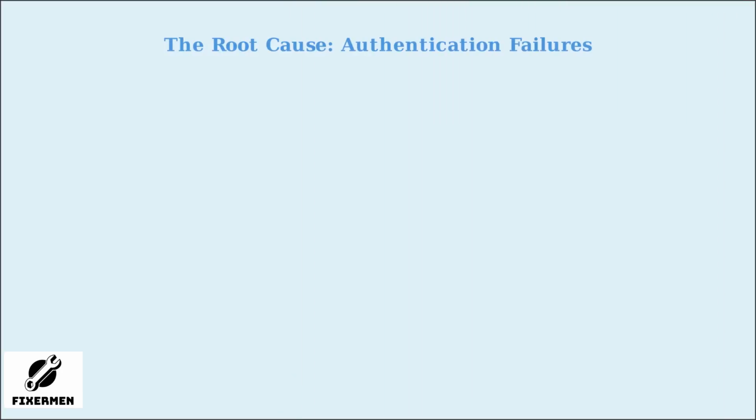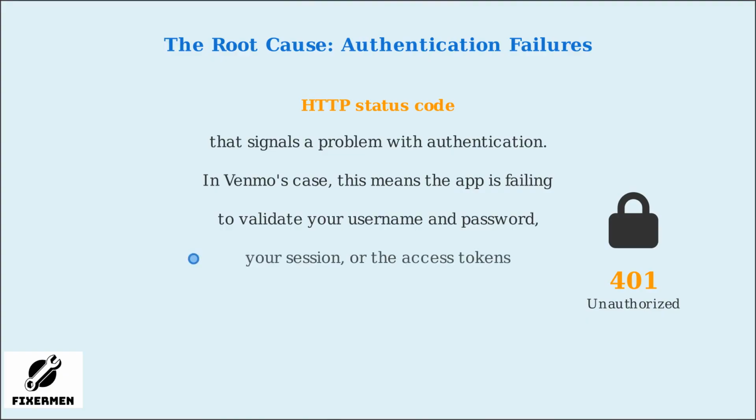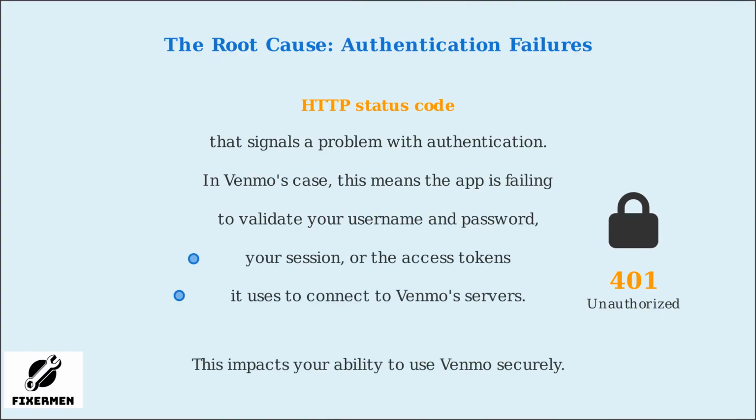At its core, a 401 error is an HTTP status code that signals a problem with authentication. In Venmo's case, this means the app is failing to validate your username and password, your session, or the access tokens it uses to connect to Venmo's servers.